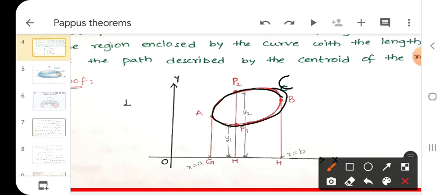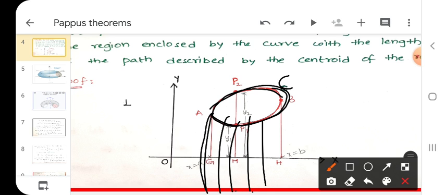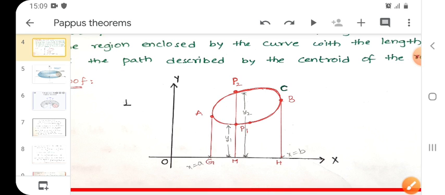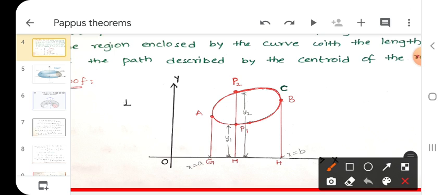Let this closed curve revolve about the x-axis. On which axis does it revolve? On the x-axis. It revolves about a straight line, and here we take that straight line as the x-axis. Next, we take two points on this curve and draw two parallel lines, GA and HB, parallel to the y-axis. The AG line and HB line are parallel to the y-axis.